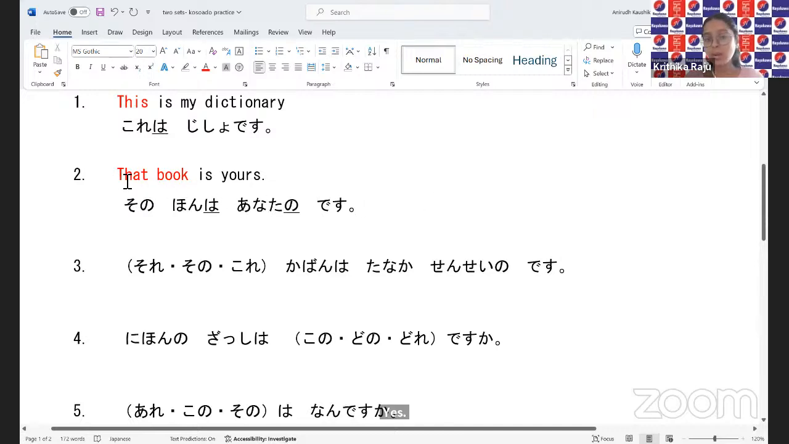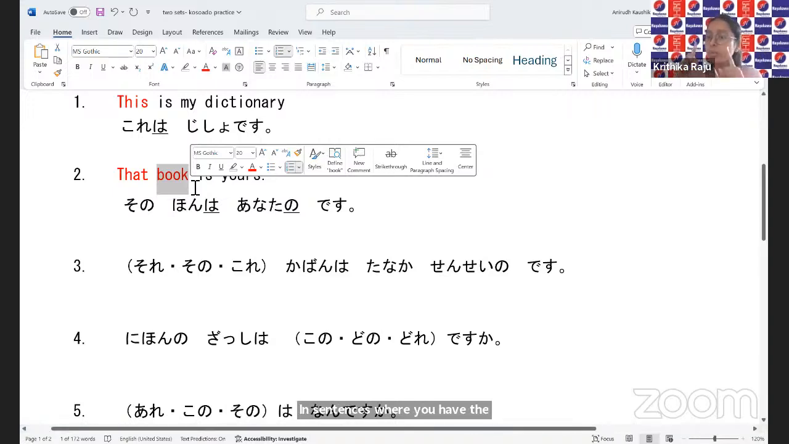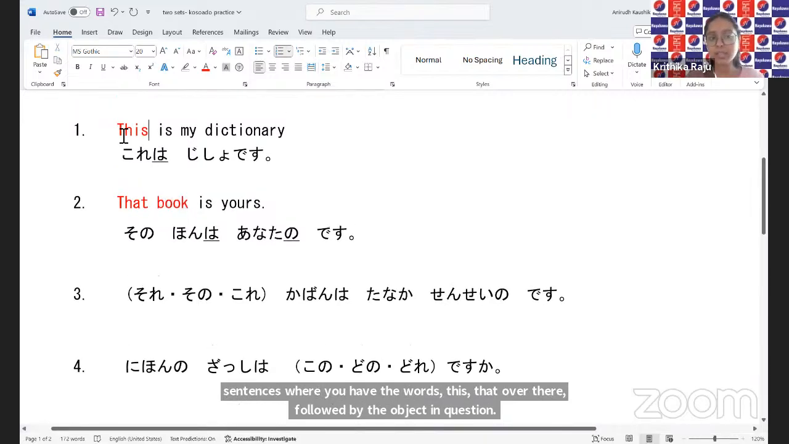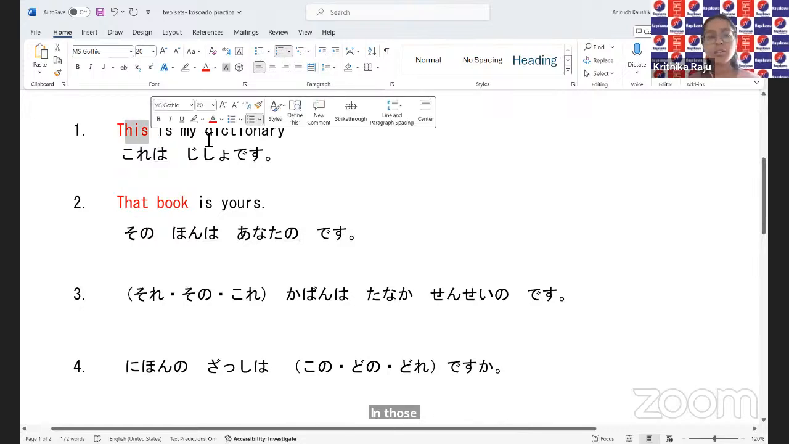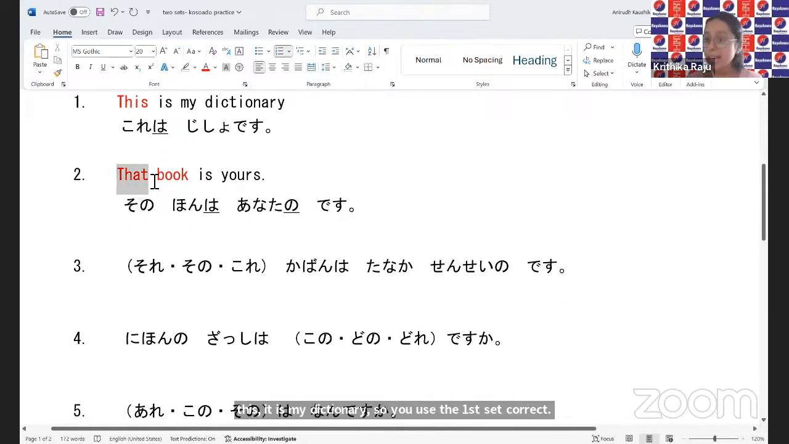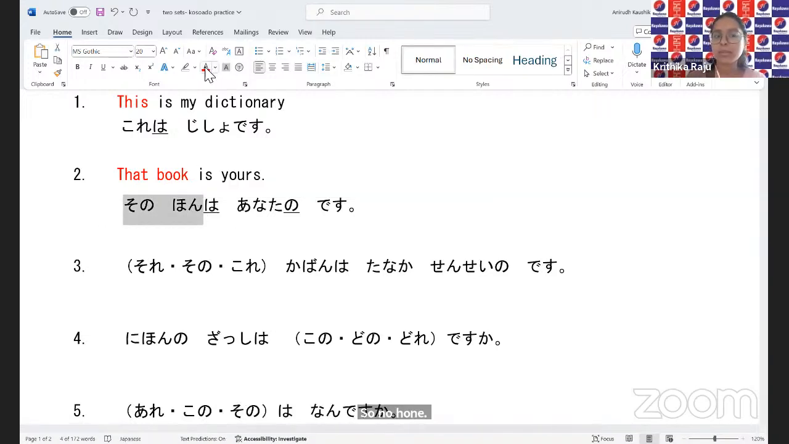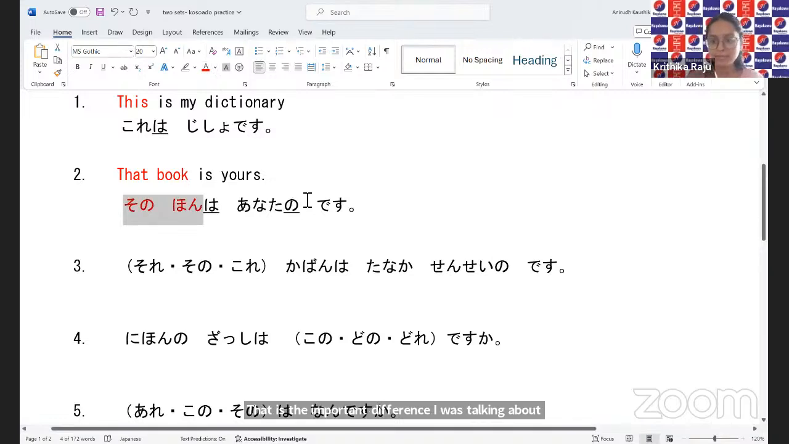In this sentence, you have the word that followed by the object. That is where you use the second set. In sentences where you have the words this, that, over there followed by the object in question, then you will use the second set. The first sentence here, for instance, does not have the noun following it immediately. This is my dictionary. As for this, it is my dictionary. So you use the first set, kore. But in the second sentence, the word that is immediately followed by the noun. And so you will use the second set. Even in Japanese, it will be the word followed by the noun. Sono hon. That is the important difference I was talking about between the first and the second set. Okay. Arigatou gozaimasu.